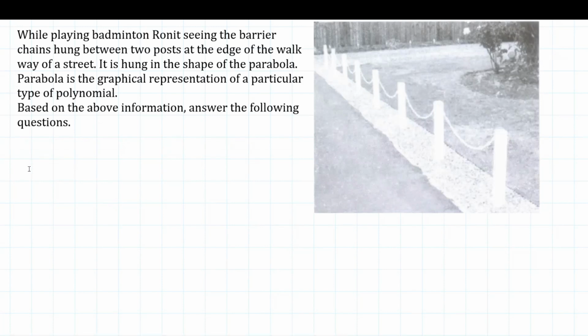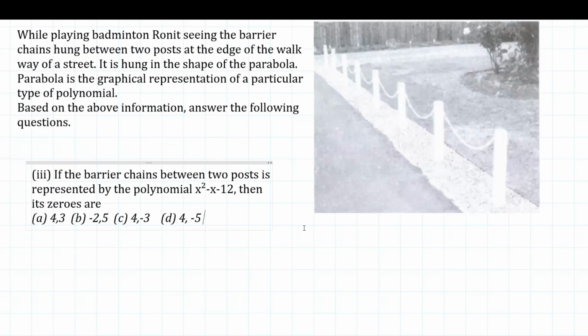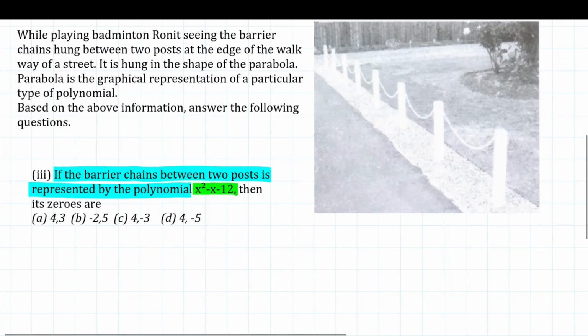In the third part, it says if the barrier chains between the two posts is represented by this polynomial, then the zeros are... So how do we find the zeros? By first factorizing this. So I'm going to factorize this polynomial, which is x squared minus x minus 12.